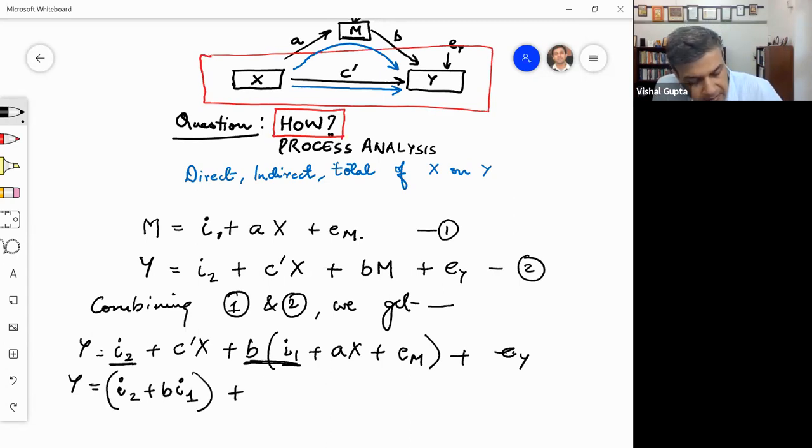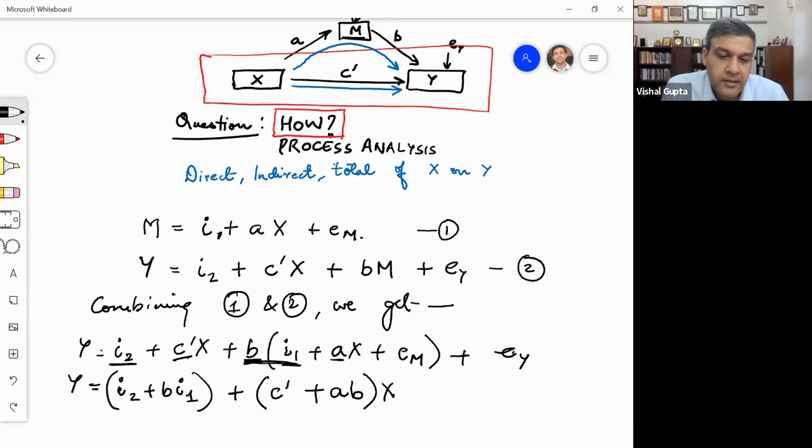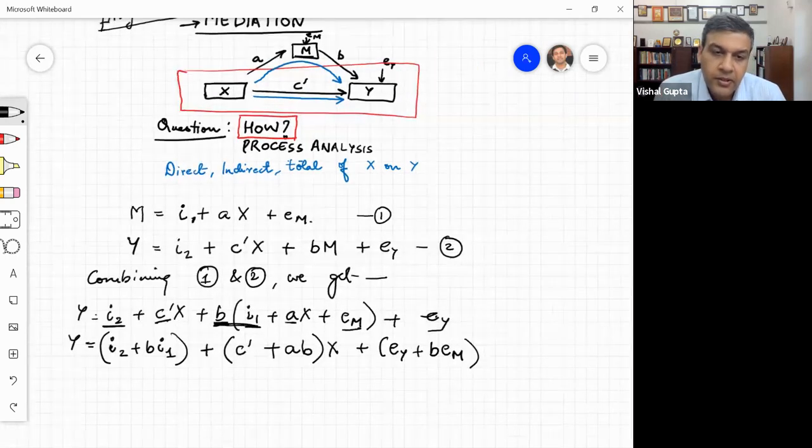And then let's take out the terms that are common to X. So one term is C dash. I write it here, C dash. And then it becomes B times A into X, so I'm going to write it as AB times X. And then EM and EY are both random numbers. They are residuals, a random series. And a constant multiplied with a random series is a random series again. So I can club these and they represent the residual of my overall regression equation.